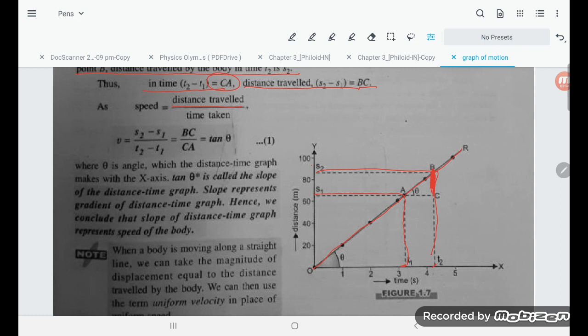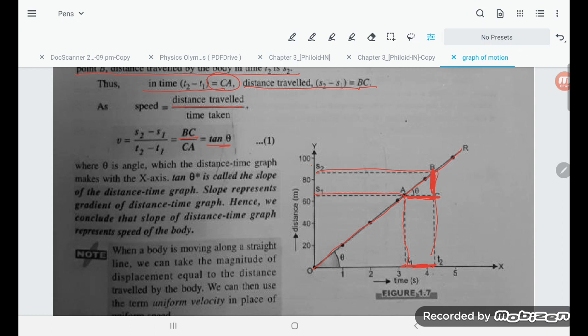BC is the distance, right? So here we write BC. And then what is the time? The time is t2 minus t1, which is CA. So here we represent CA. So speed is equal to BC upon CA, which is tan theta.